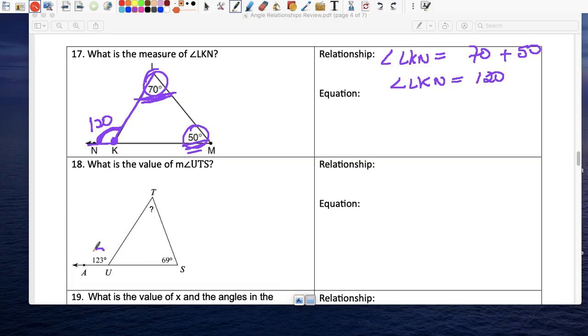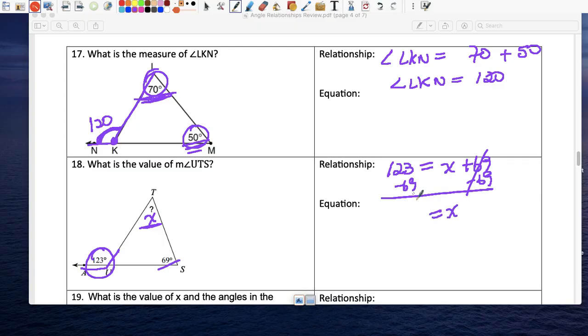Well, I know the exterior angle, this guy here, is equal to the two interior angles that are not adjacent to 123, and let's call this x, by the way. X plus 69, right? This exterior angle is equal to the sum of this guy plus this guy. Minus 69, minus 69, that goes away. X equals 123 minus 69, which is 54 degrees. This guy is 54.